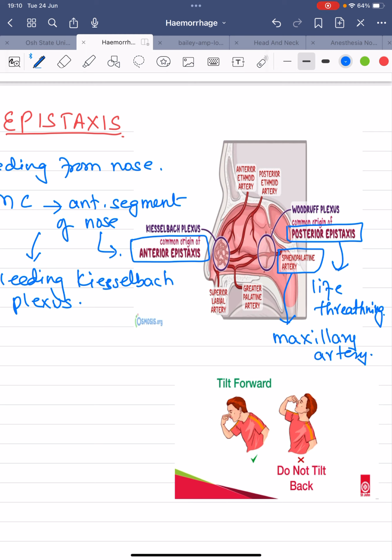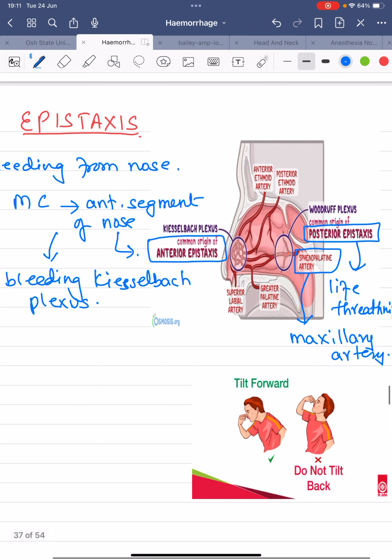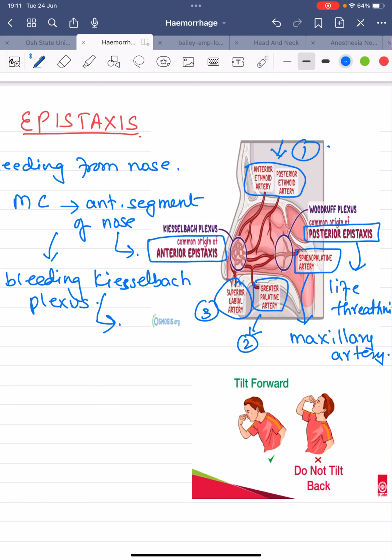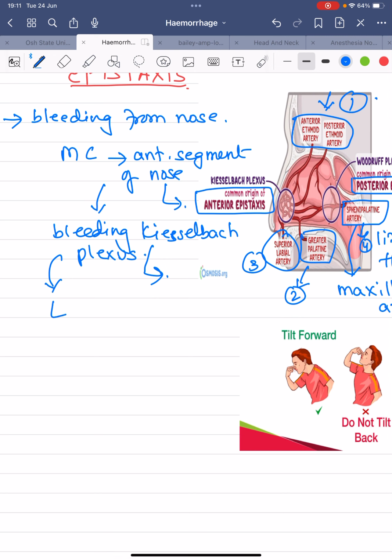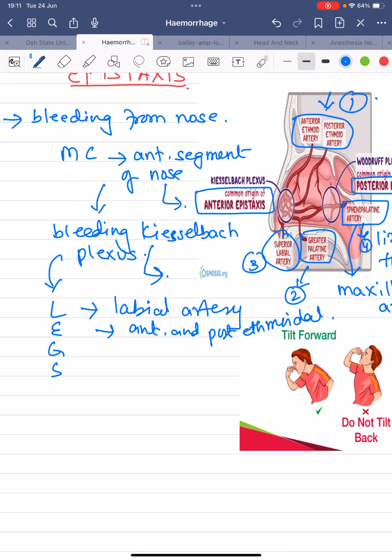Now you must know the Kiesselbach plexus. So Kiesselbach plexus is formed by the ethmoidal arteries 1, greater palatine artery 2, labial artery 3, and sphenopalatine artery 4. So for the Kiesselbach plexus, the mnemonic is LEGS. L is your labial artery, E is your anterior and posterior ethmoidal artery. Okay, G is your greater palatine artery, and S is your again sphenopalatine artery.